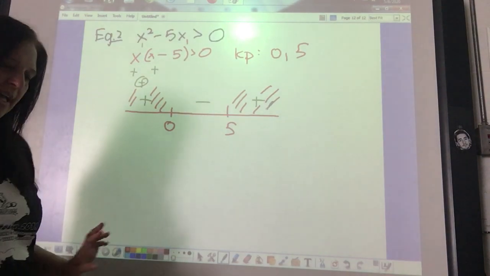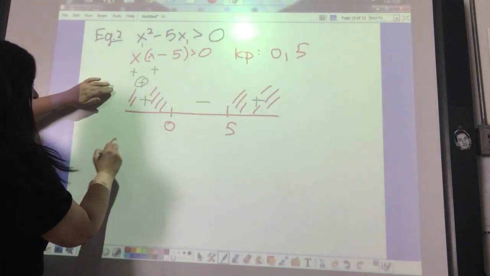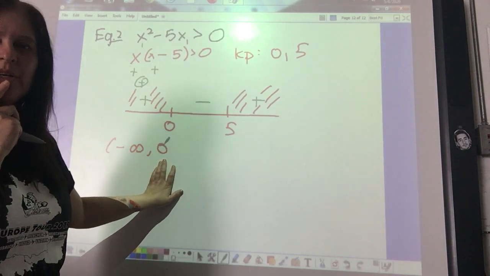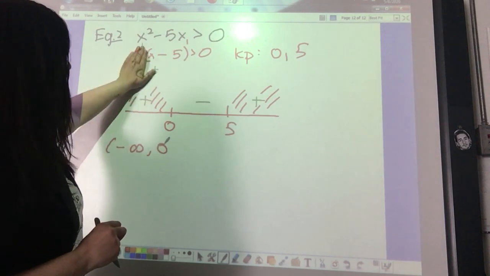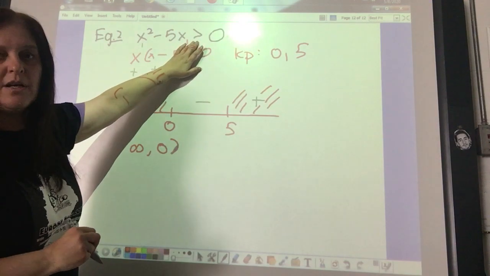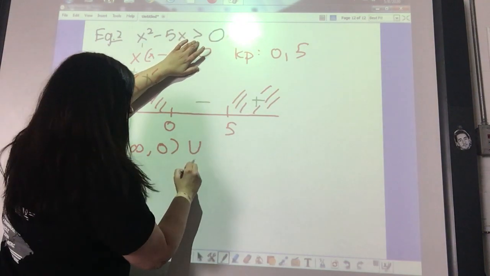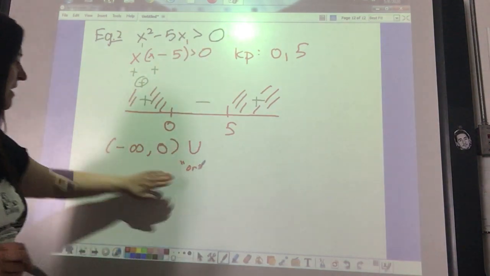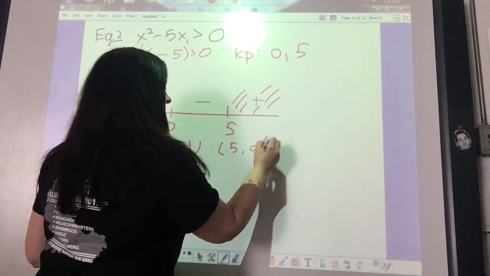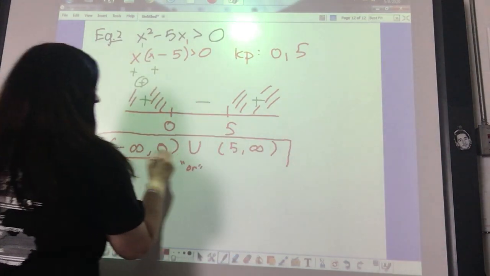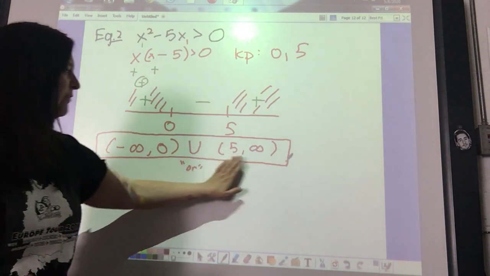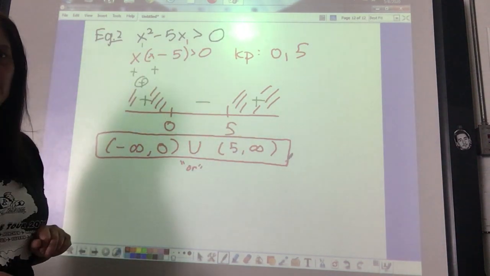So how do I list it? I have 2 regions. So any number from minus infinity to 0. Oh, now what kind of bracket am I using? Round or square? Let's look at the question. It's just greater than, not greater than or equal to, so that's why it's round. But there's another region, or, remember we did learn that previously, any number in this region or any number in this region would make that statement correct. So that's our full solution. So any number from minus infinity to 0 or from 5 to infinity would make that inequality positive.